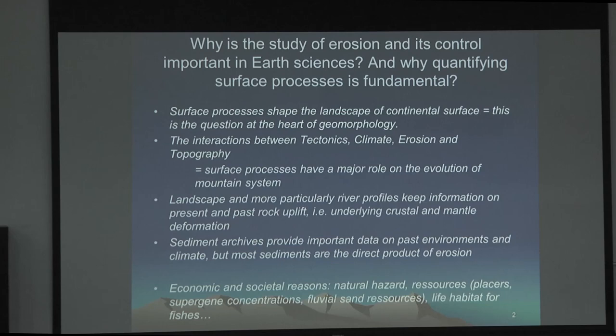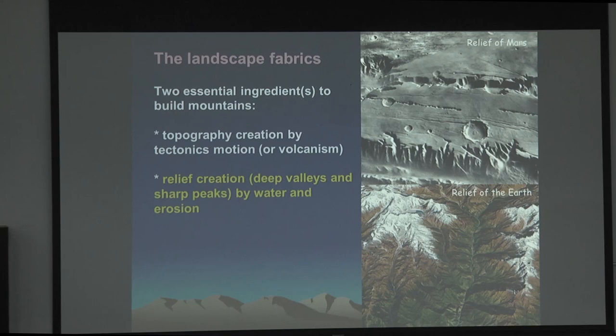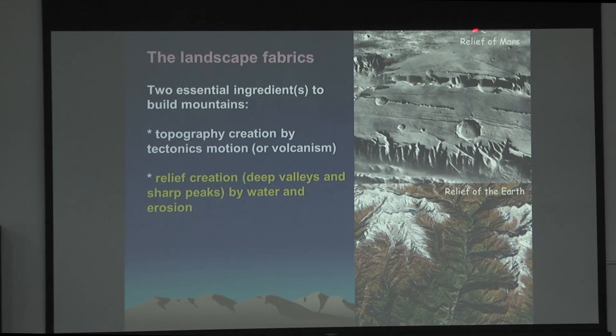So first questions, so I make in the next 30 minutes a quick review of these different points I mentioned. So first issue, the surface processes shape the continental surface. Just as a matter of showing that, we can compare the topography of Mars and the topography of Earth.